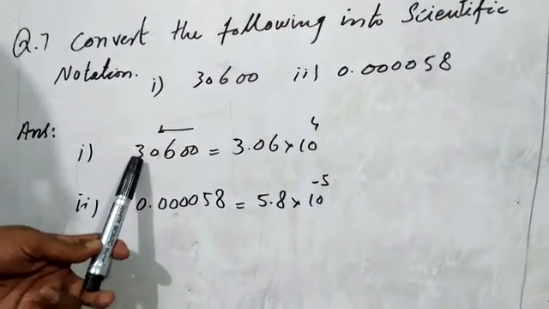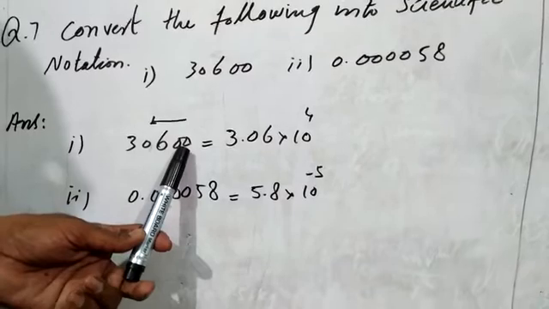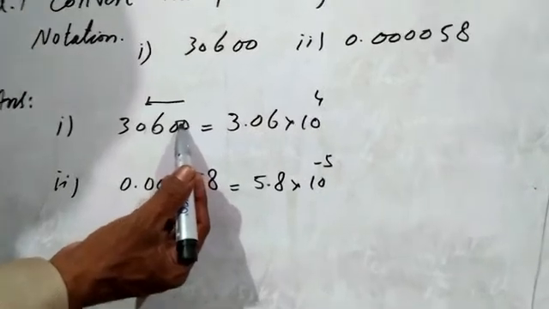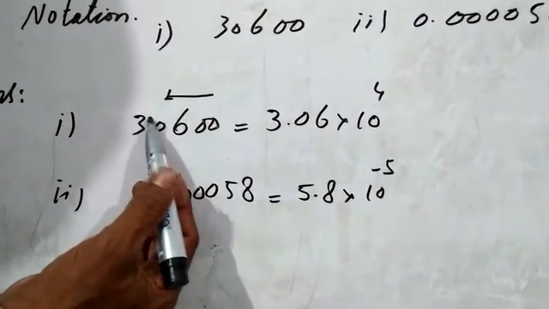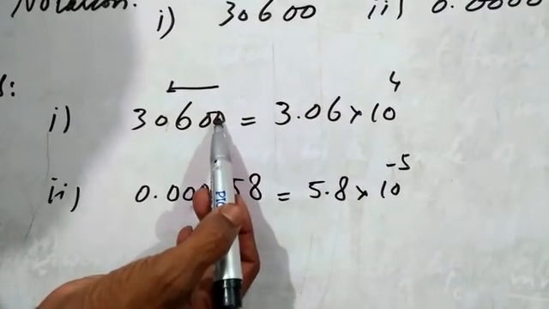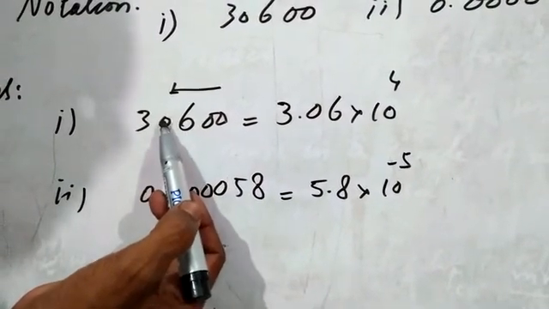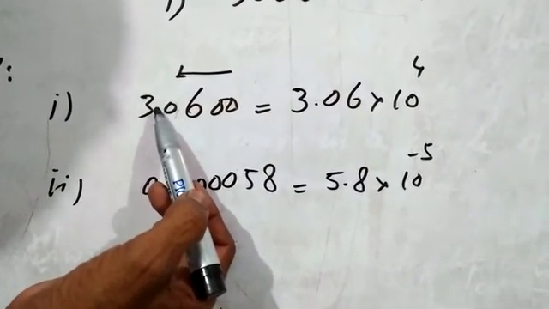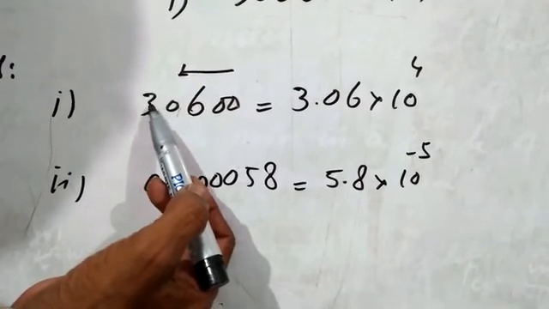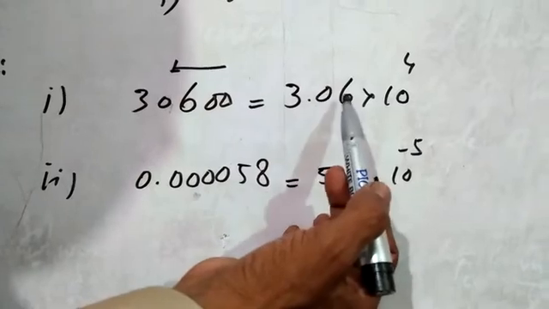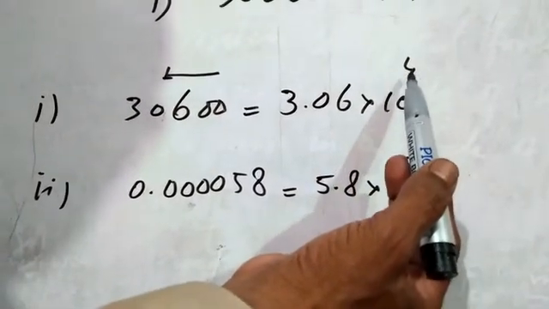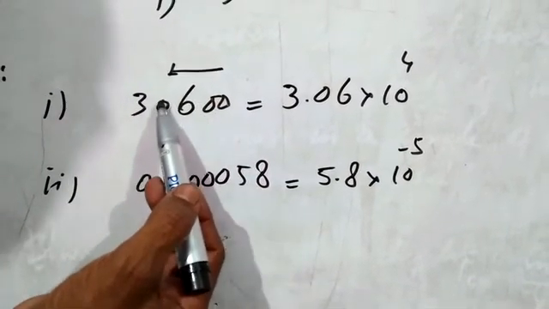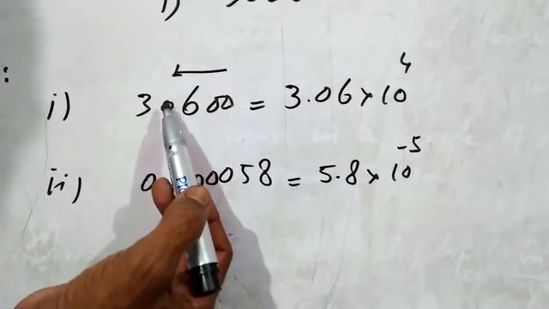First part is 30600. Here is the position of decimal, which we have to travel along our left side, and this decimal will overlap 1, 2, 3, 4 digits. So the actual place of decimal is this. So 3.06 multiply 10 power 4, as decimal travels 4 digits towards left.